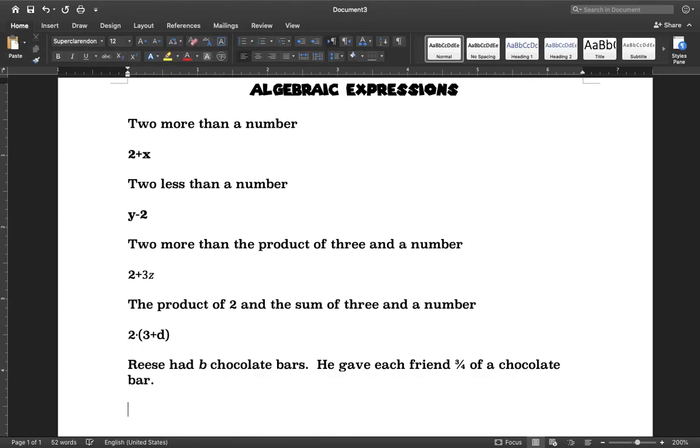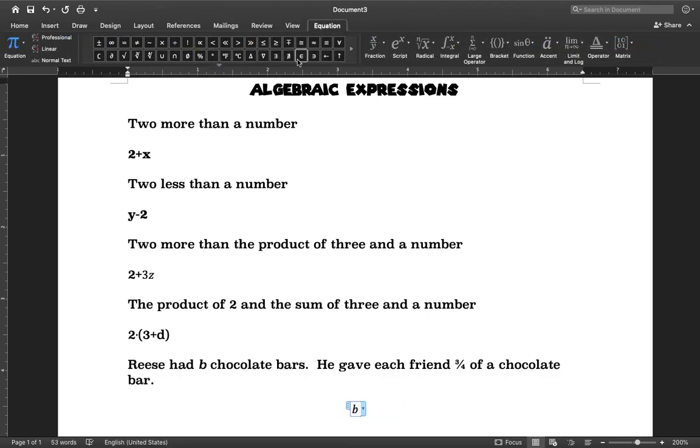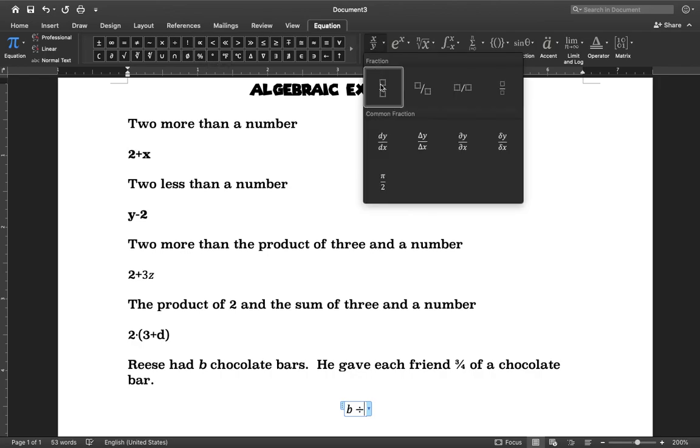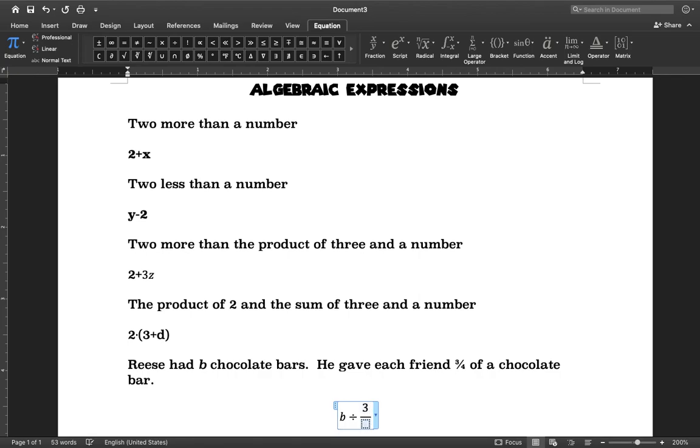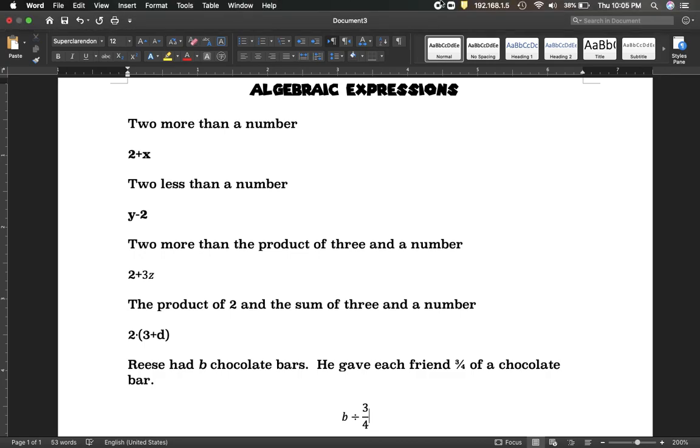Reese had B chocolate bars. He gave each friend 3/4 of a chocolate bar. That's a division problem. So I'm going to write an equation here. I'm going to do B divided by, and I'm going to make a fraction here, 3/4. Whatever B is, I'm dividing it by 3/4. I don't need to evaluate when I have something like this. All I need to do is write it.